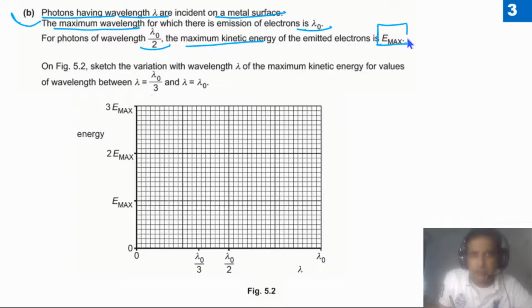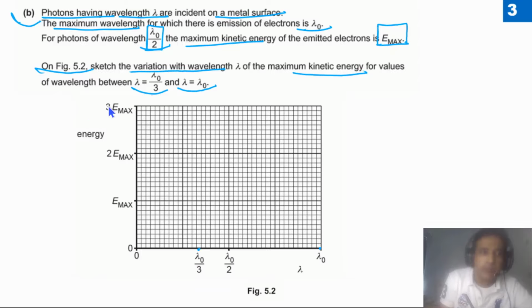Maximum kinetic energy of electrons is E max when the wavelength of the incident photon is equal to this. On figure 5.2, sketch the variation with wavelength lambda of the maximum kinetic energy for values of wavelength between lambda equal to lambda naught by 3 and lambda equal to lambda naught, between this point and this point.